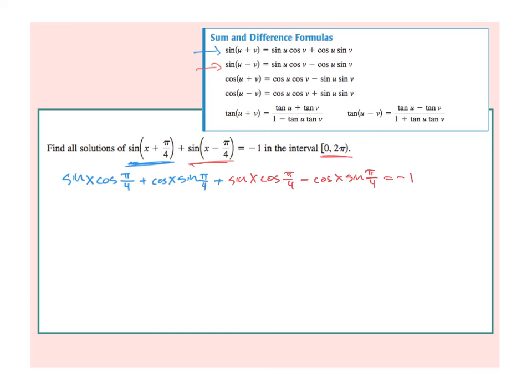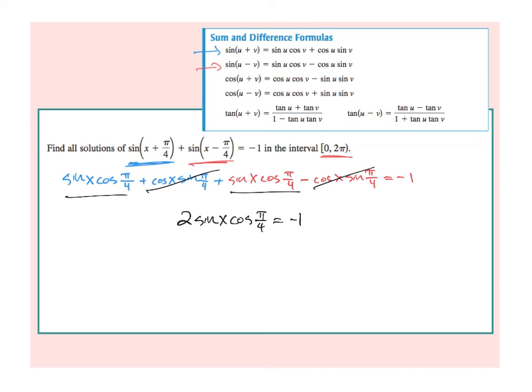All right. Do you notice anything that happens before we start evaluating our trig functions? What cancels out? Okay, the second and the fourth term. The second and the fourth terms cancel, so that's nice. I love it when things cancel. And what else do you notice about the first and the third term? They're the same, so how many do I have of them? I have 2 of them. So now I have 2 sine x cosine of pi over 4 is equal to -1.